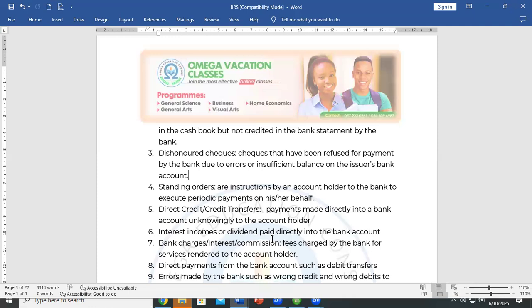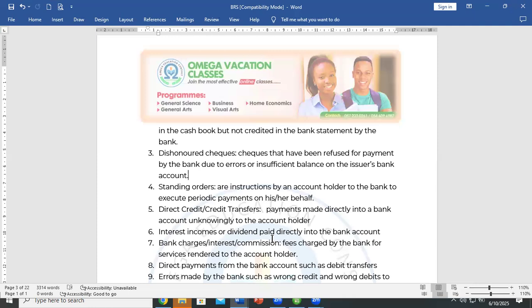Then we have bank charges, where the bank is charging you for the services it is rendering to you. Okay. Sometimes when we go for ATM cards, they charge us. When we go for a checkbook, they charge us. If they do mobile banking alerts, they charge you. So those are the bank charges.